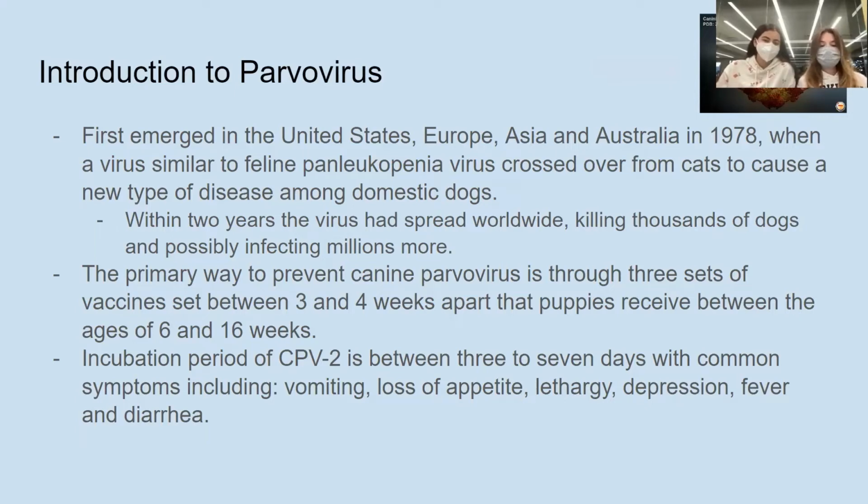The primary way to prevent canine parvovirus is through 3 sets of vaccines set between 3 and 4 weeks apart that puppies receive between the ages of 6 and 16 weeks. And the incubation period of CPV2, which is another name for parvovirus, is between 3 to 7 days, with common symptoms including vomiting, loss of appetite, lethargy, depression, fever, and diarrhea.